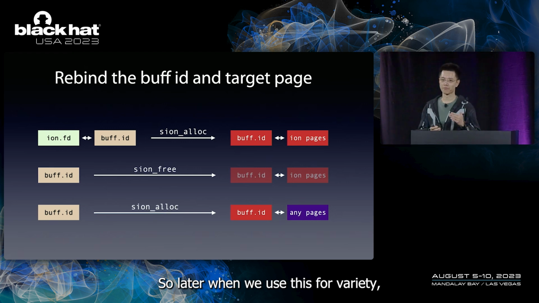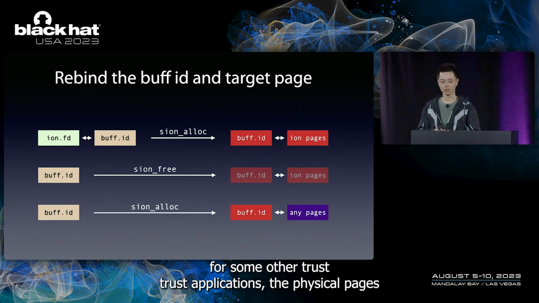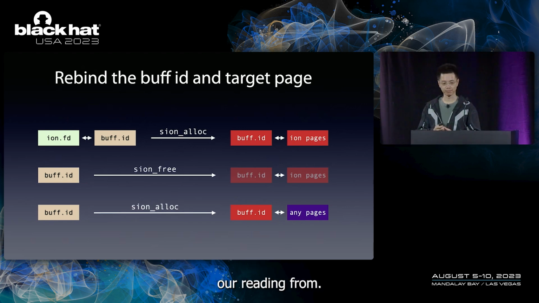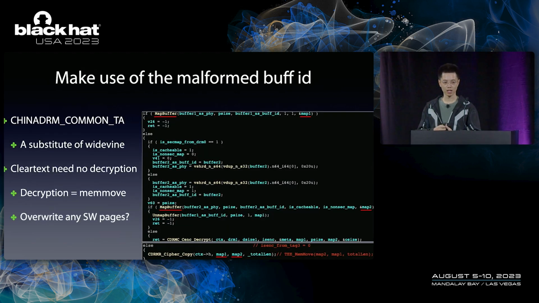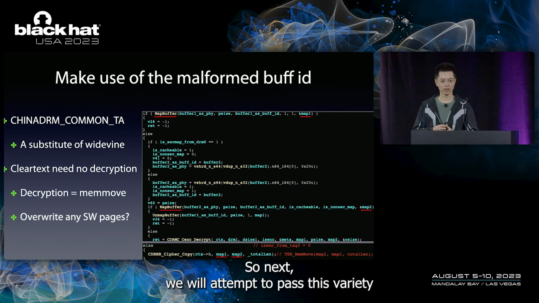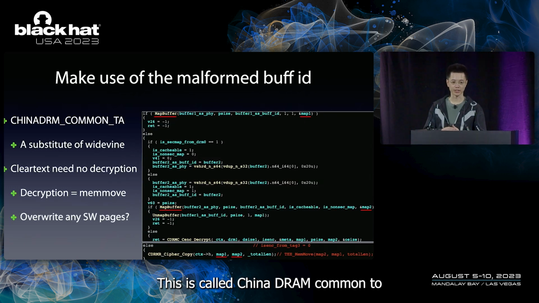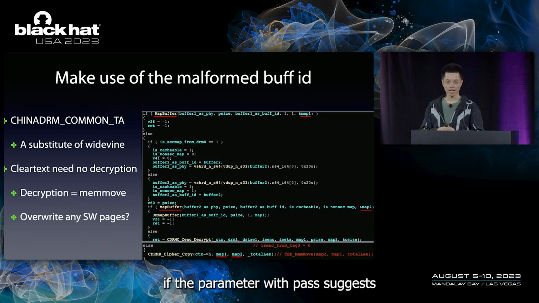So later, when we use this buffer ID for some other trust applications, the physical pages we specified will be mapped as a buffer for overwriting or reading from. So next, we will attempt to pass this buffer ID to a DRM-related trust application. For Huawei devices, this is called China DRM Common TA. If the parameter we pass suggests that the video stream is not encrypted, then the process of decryption is downgraded to a simple memory move.